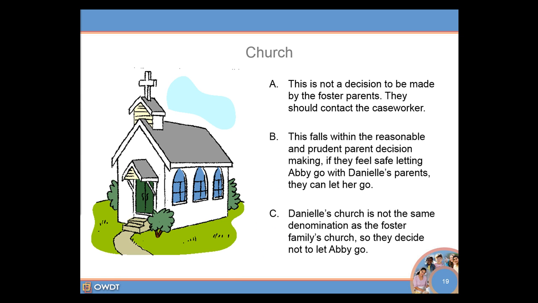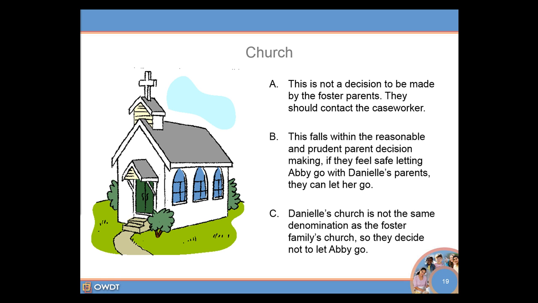Abby, age 9, has expressed to her foster parents that she would like to go to church with her friend Danielle from school. Abby has been placed with the foster parents for 9 months, and her parents have never expressed a specific religious preference. Which decision should the foster parents make? A. This is not a decision to be made by the foster parents. They should contact the caseworker.